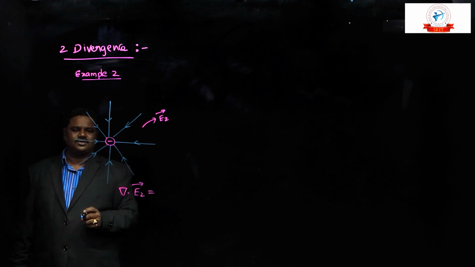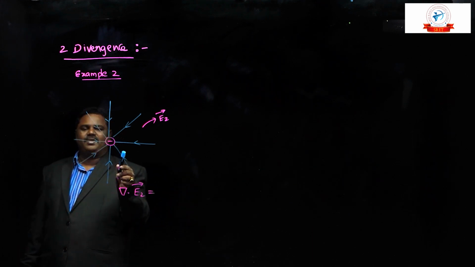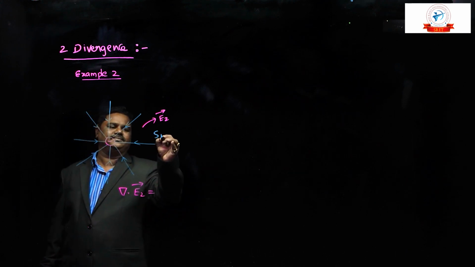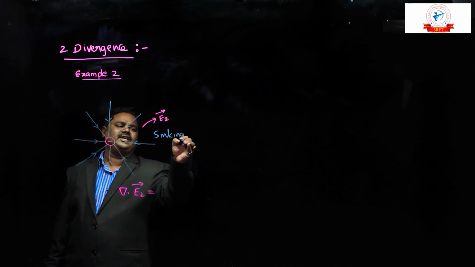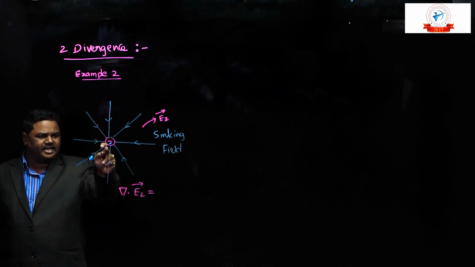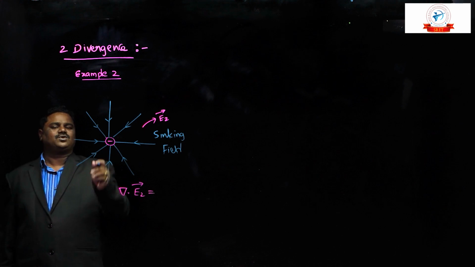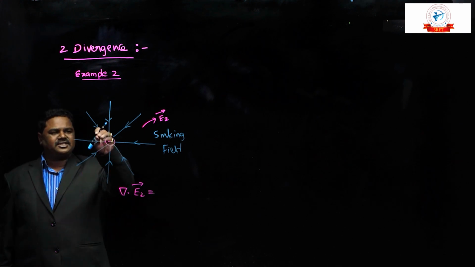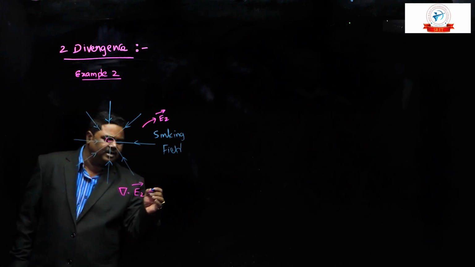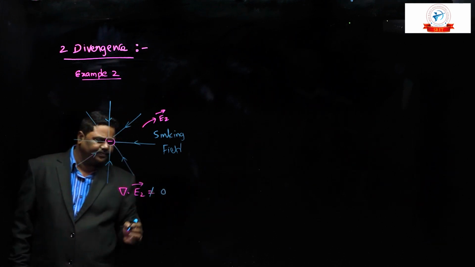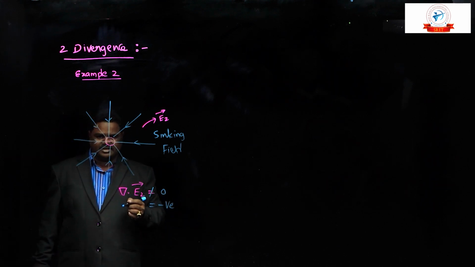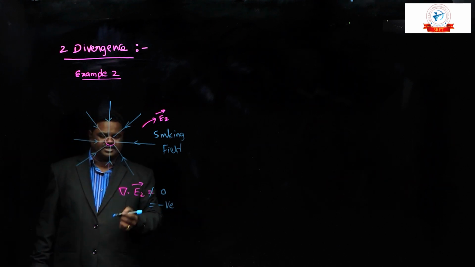In this case also, the field is spreading, but the field is negatively spreading, or this field is called a sinking field. The entire field is sinking at the negative charge, which is called negatively diverging. Diverging means spreading. Negatively diverging means sinking. So this field will have a non-zero divergence, but the answer is negative. So this is called a negatively diverging field, or a sink field, or a faucet.